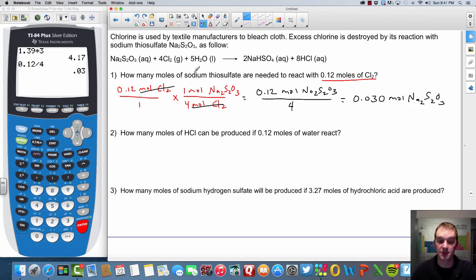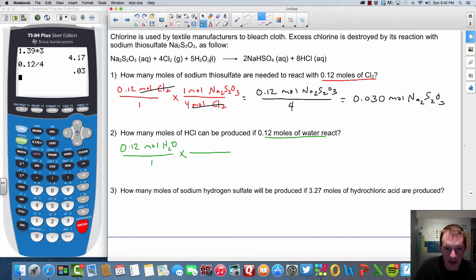All right, next example. How many moles of HCl can be produced if 0.12 moles of water react? Well, we're going to do the same thing. 0.12 moles of water, we're going to put that over 1. This time we're trying to convert from moles of water to moles of HCl. So we can see that for every 5 moles of water, there are 4 moles, we don't care about Cl2. For every 5 moles of water, there are 8 moles of HCl. So now we're going to multiply that by that 5 moles of water to 8 moles of HCl ratio.